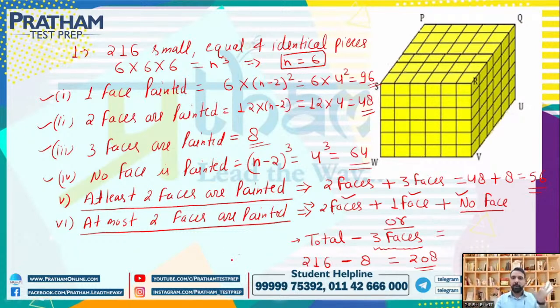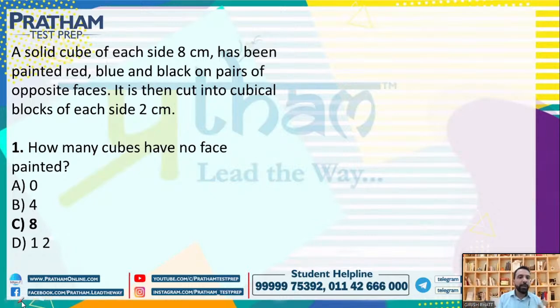Now this is for one case, where all the faces are painted with the same color. Now I'm giving you one question with 2 opposite faces painted with a red color. First, one simple question for you all, everyone try to answer this question. Then we'll move to the next type. Before moving to that question, try to answer this. A solid cube of each side 8 centimeter has been painted red, blue, and black on pairs of opposite faces.